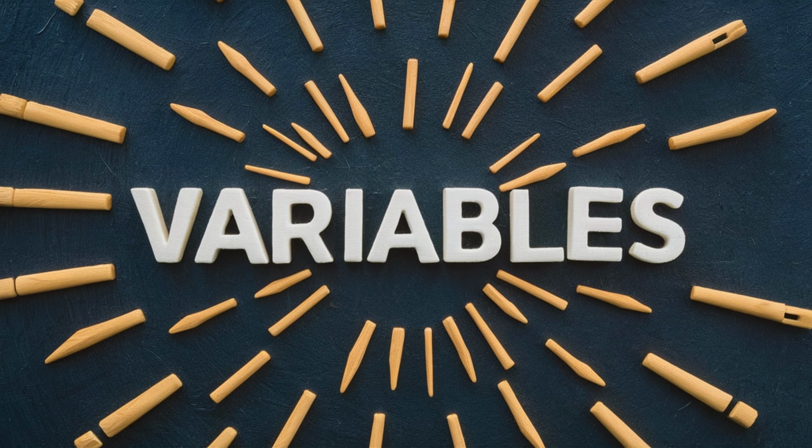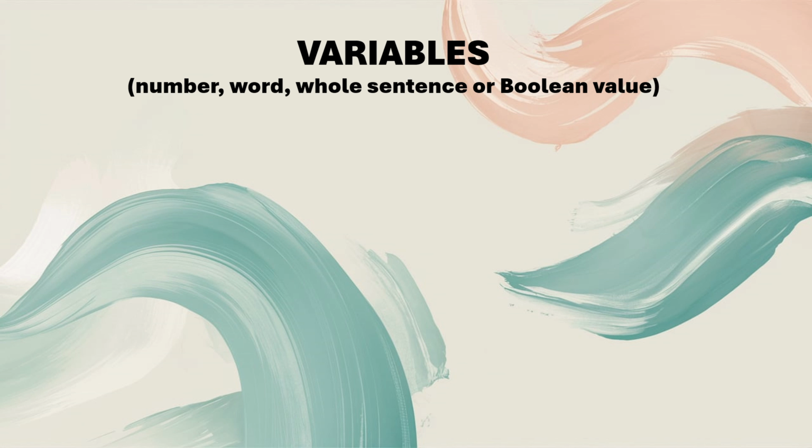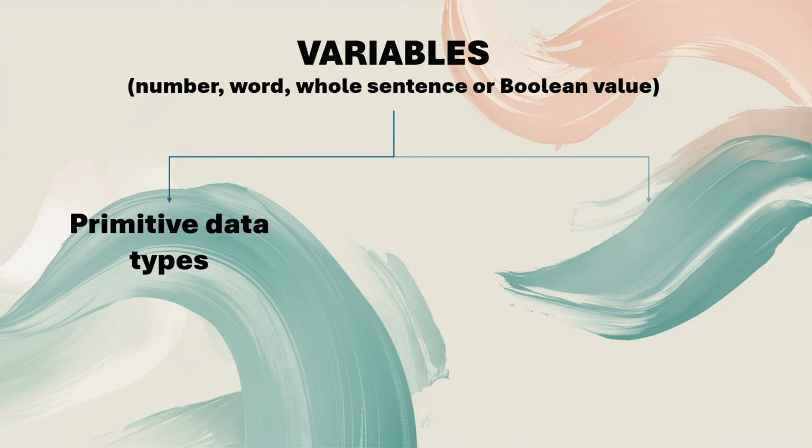So alright guys, let's talk about variables. A variable in programming is like a container that holds a value which can change. It can be a number, word, whole sentence or boolean value. When we store a value within a variable, we have to list the data type of that value. So first, we need to identify types of data types. Data types are divided into two main categories: primitive data types and reference data types.